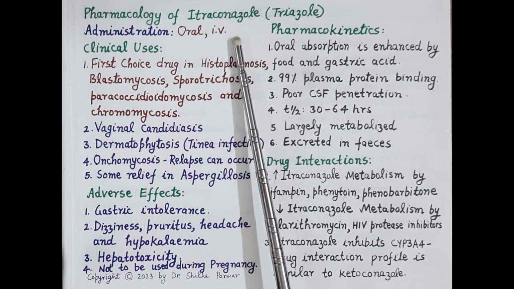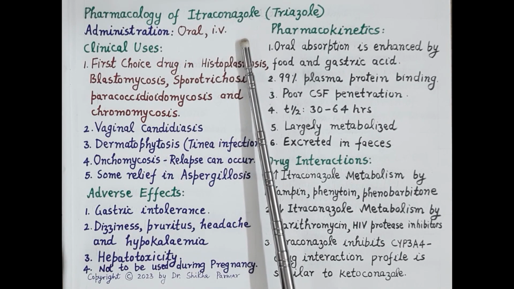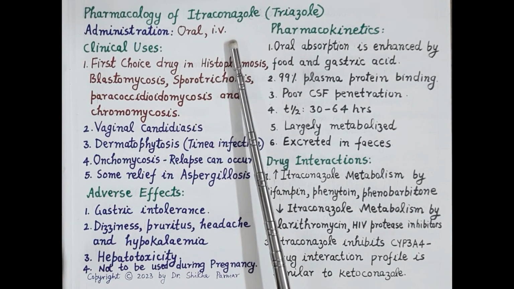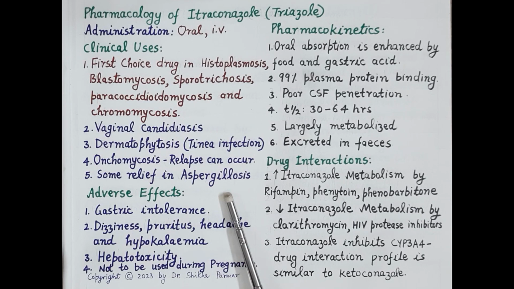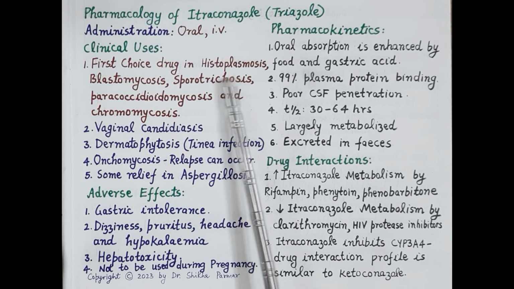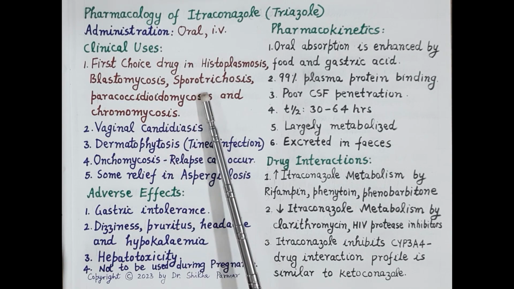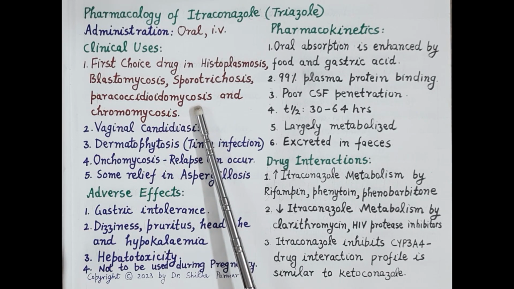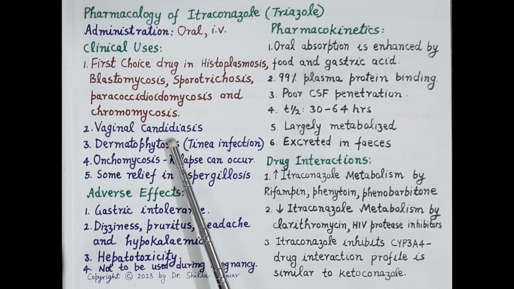Now another very important drug is itraconazole. Itraconazole is also a triazole. It is also administered orally and IV. Now let's discuss the clinical uses of itraconazole. Itraconazole is a first choice drug in the treatment of histoplasmosis, blastomycosis, sporotrichosis, paracoccidioidomycosis and chromomycosis. Now itraconazole is also very effective in the treatment of vaginal candidiasis.